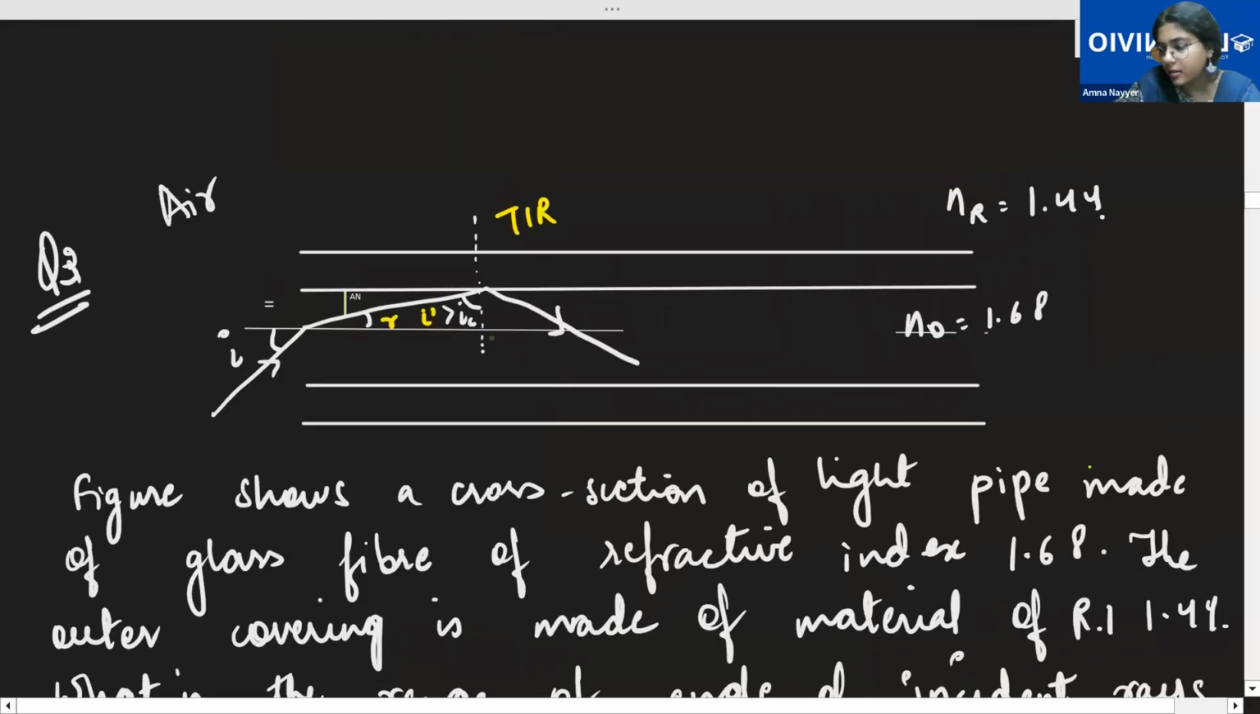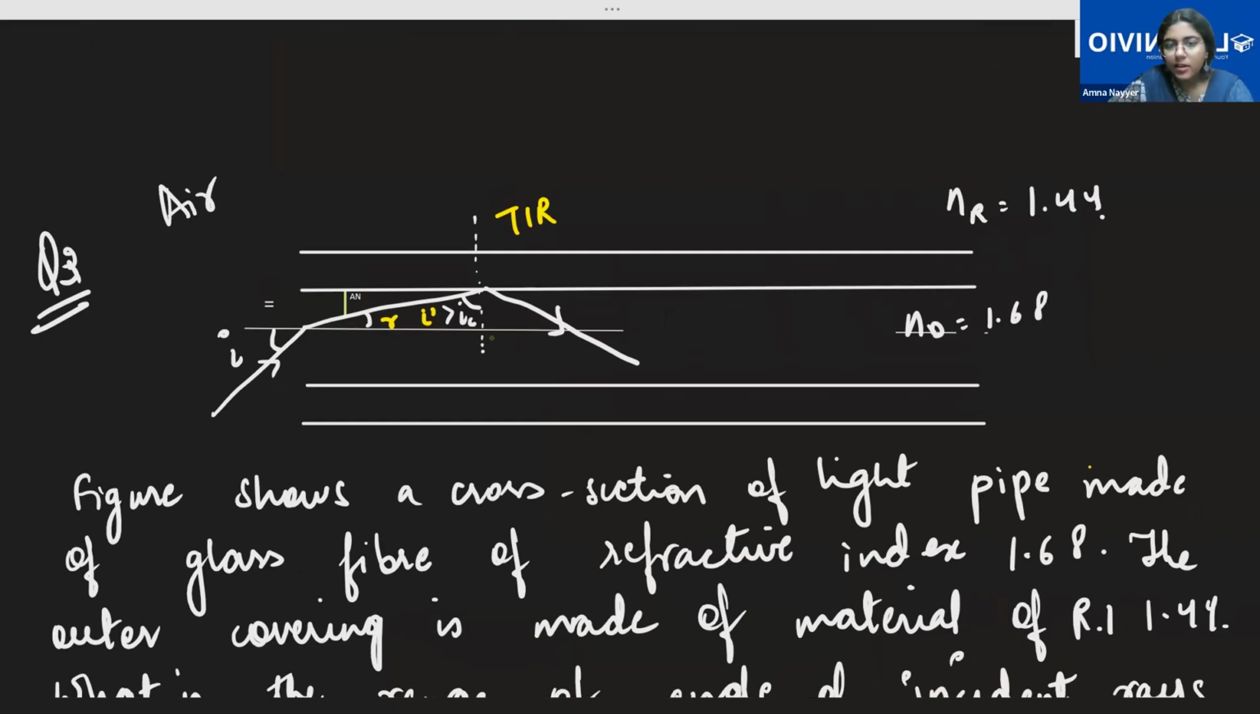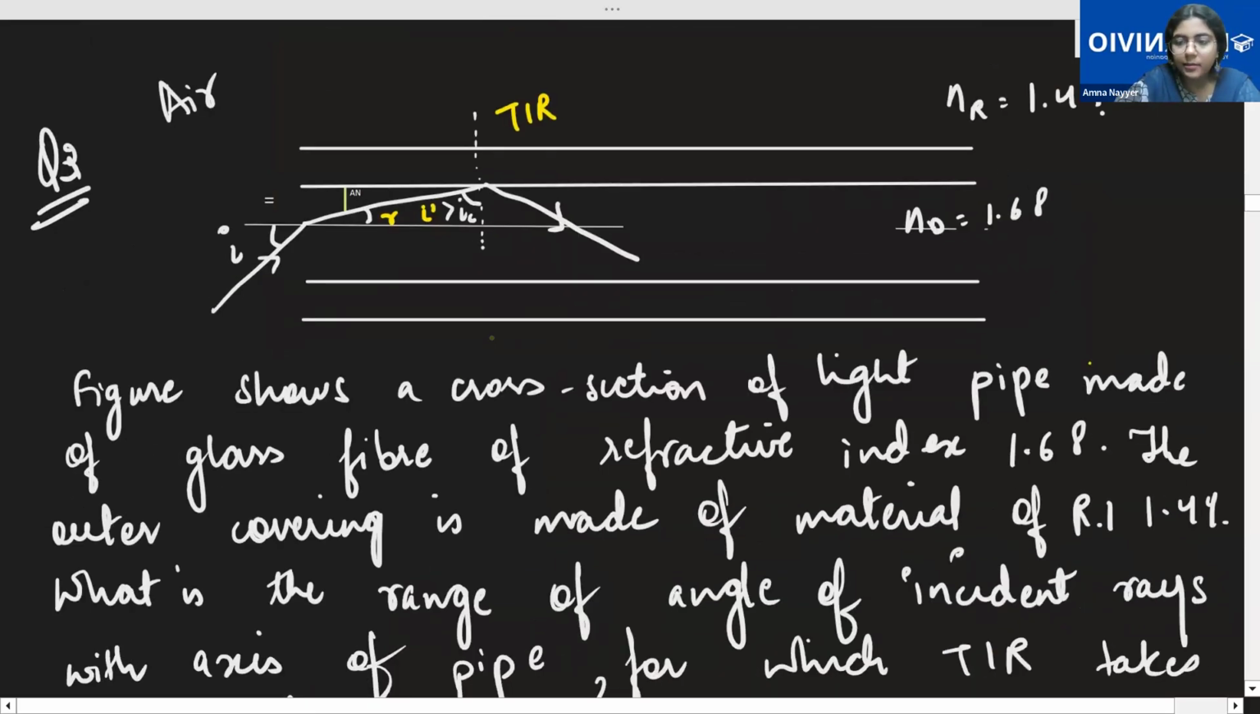Coming to the question, what was the exact question? The question basically said: what is the angle of incidence for which TIR occurs? The previous question, which we discussed, gave you the angle of incidence and asked you the critical angle, which means just the condition before TIR occurs. Now in this question, it clearly mentions that you have to find the angle of incidence.